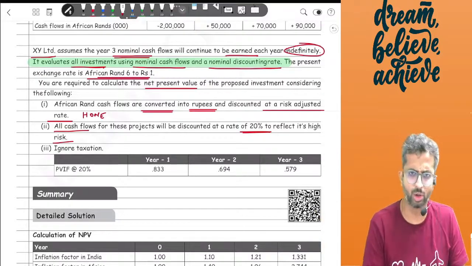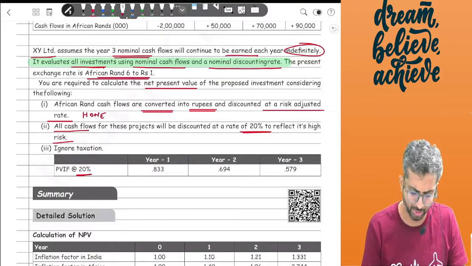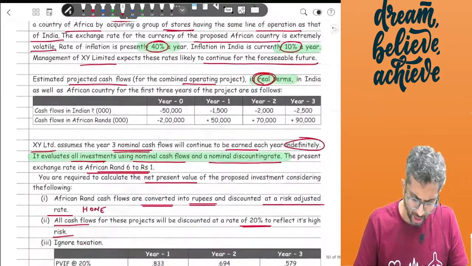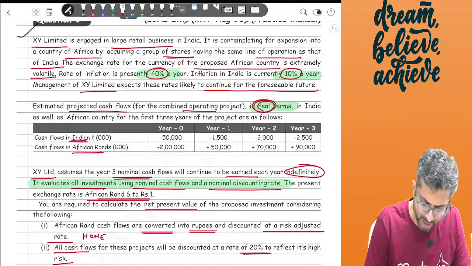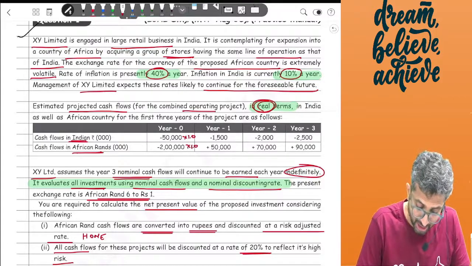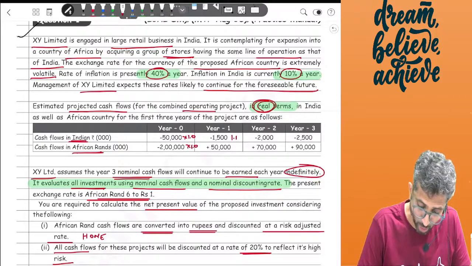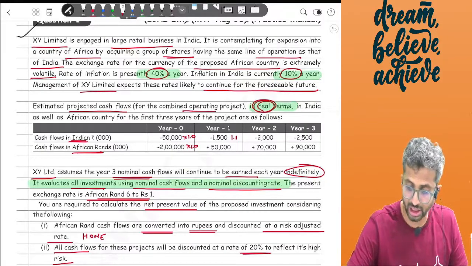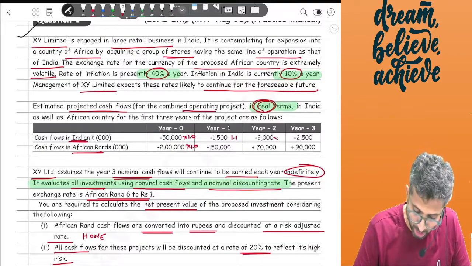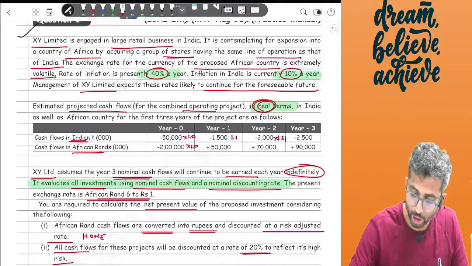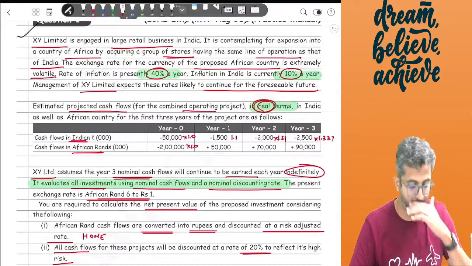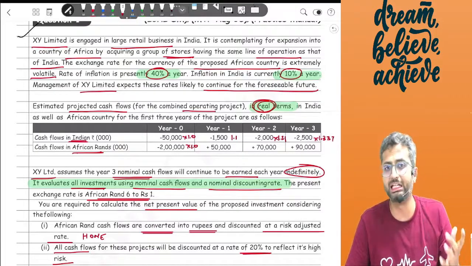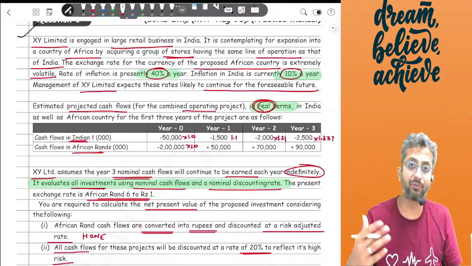In any case, we would have ignored it if the rate is not there, and a discount rate of 20% is given. Now, as instructed, we have to take these Indian cash flows and these African cash flows. At year 0 there is no inflation, but the Indian cash flows have 10% inflation, so 1.1, then another 1.1, so this is multiplied by 1.21 into 1.1, which is 1.331. If I multiply this, I will get the cash flows in Indian currency after adjusting for inflation.